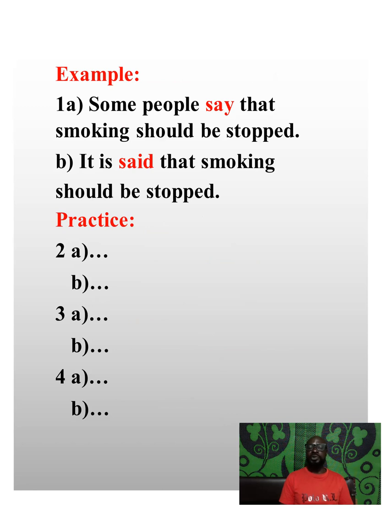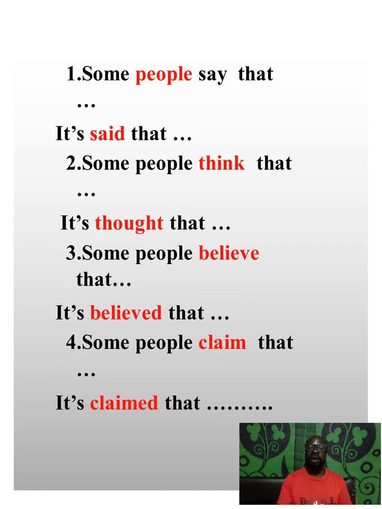You are going to practice 2, 3, and 4. Remember, you cannot remember what you have not written down. When you write down something, you learn the spelling, the pronunciation, and your brain will be able to remember these sentences. Pause the video, go to the WhatsApp group, and start typing your sentences. 2A, B, 3A, B, 4A, B. Remember, I have done number 1 for you. Say and said. So when you are typing, don't use say and said, use think, believe, and claim.